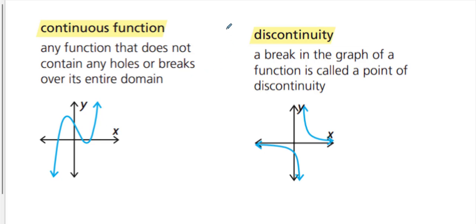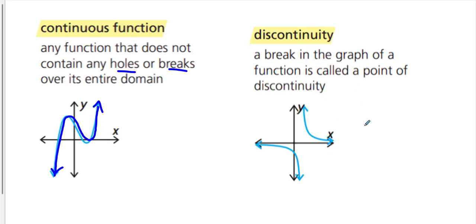Here we have continuous function and discontinuity. Continuous functions are functions that don't have any holes or breaks over its entire domain. Another way to look at it is if I can draw this graph without lifting up my pencil. And if I can do that, then this is a continuous function. In this case, I can do that.